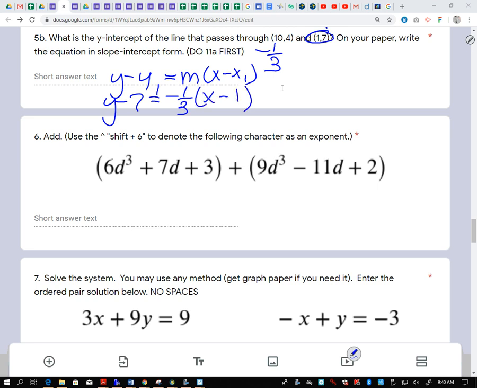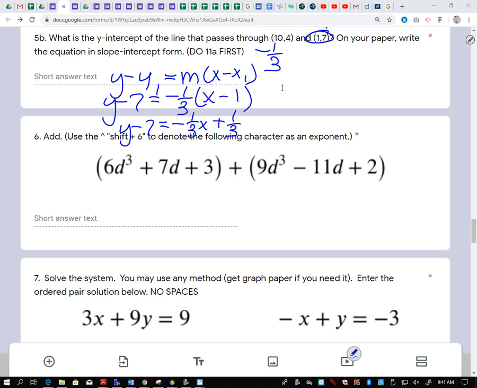Does everybody know why I put those numbers in the way that I did? Okay, I substitute 7 in for y1. I substitute 1 in for x1. I subbed in negative 1/3 for my slope. Okay, now we can distribute that negative 1/3 and get y minus 7 equals negative 1/3 x plus 1/3.